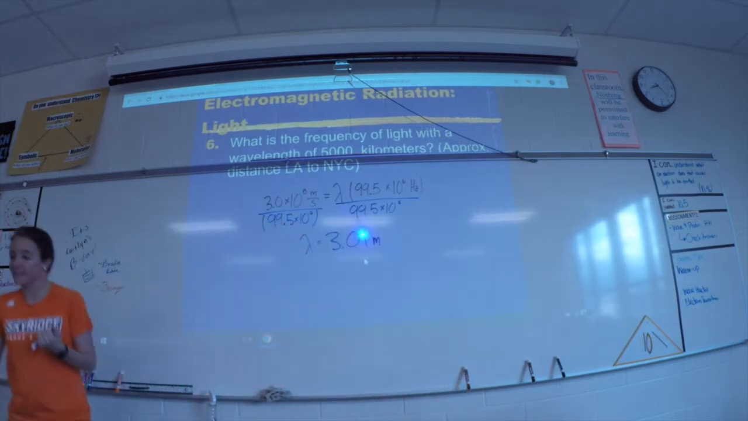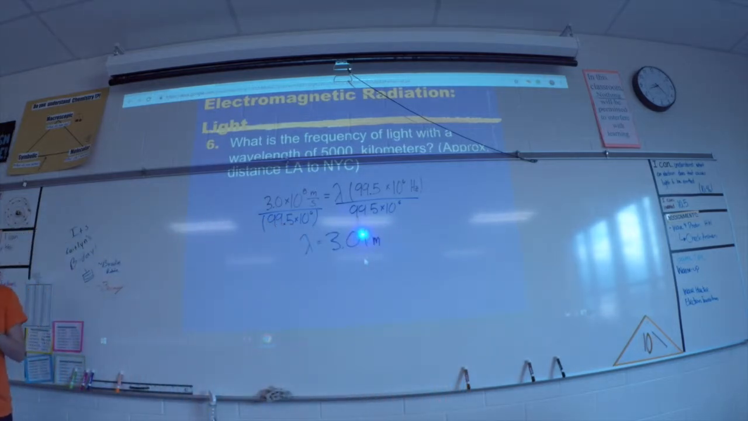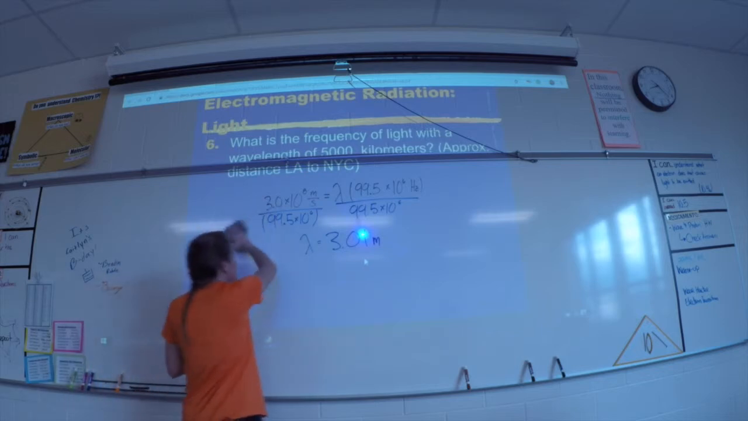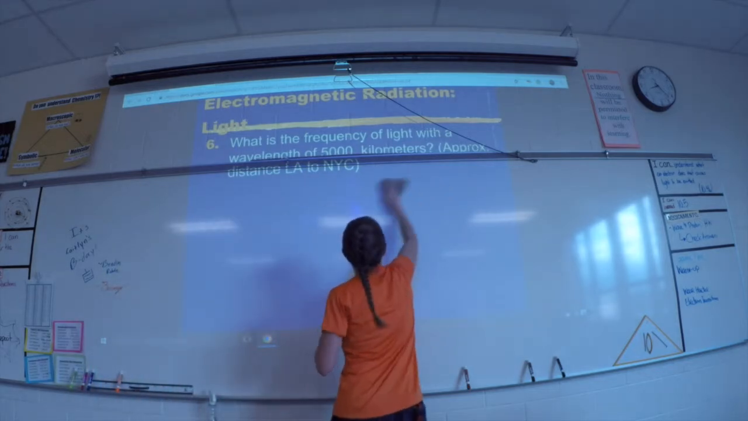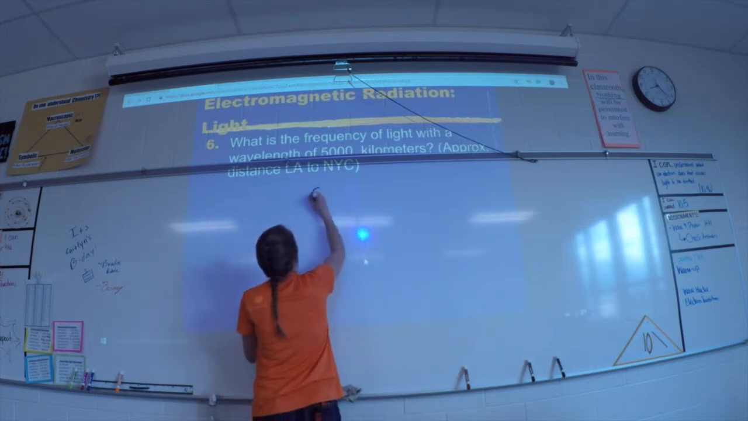All right, next problem. What is the frequency of light with a wavelength of 5,000 kilometers? Okay, so same equation as before. So we have C equals wavelength times frequency.